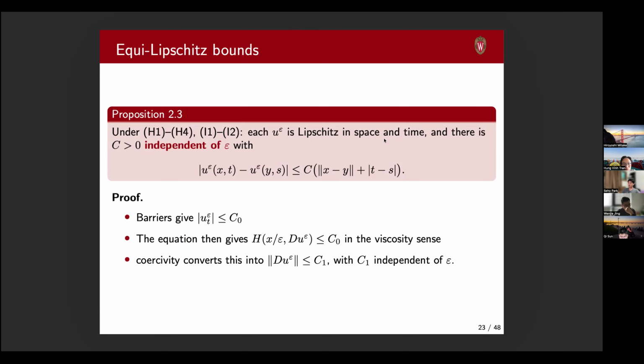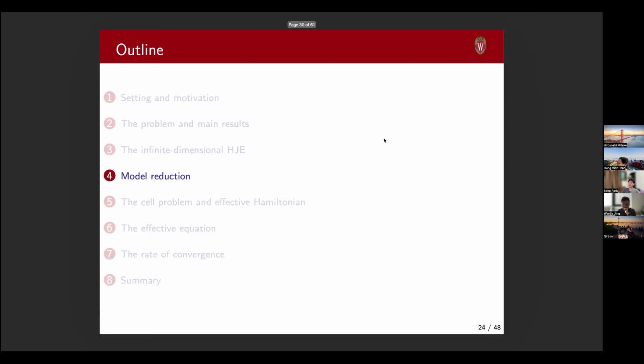because of the barrier, the time derivative of U of epsilon is uniformly bounded, and from the equation, we have that the Hamiltonian H of x over epsilon and the gradient of U of epsilon is also uniformly bounded. And after that, due to the coercivity, we can also say that the gradient of U of epsilon is uniformly bounded. And those constants are coming from the barriers and the coercivity, so those are independent of epsilon. So we have the Lipschitz regularity, equi-Lipschitz regularity of U of epsilon.